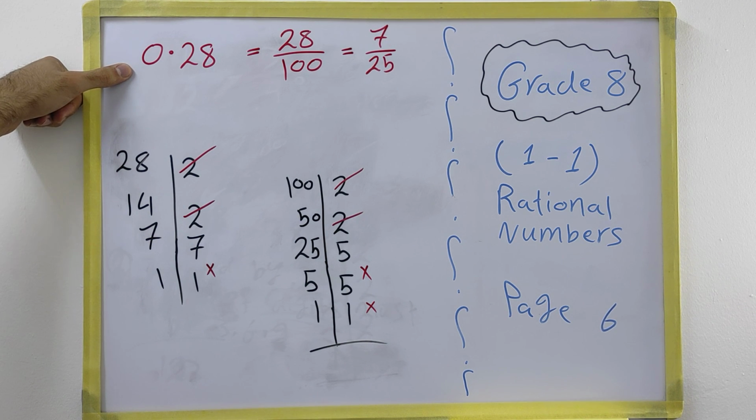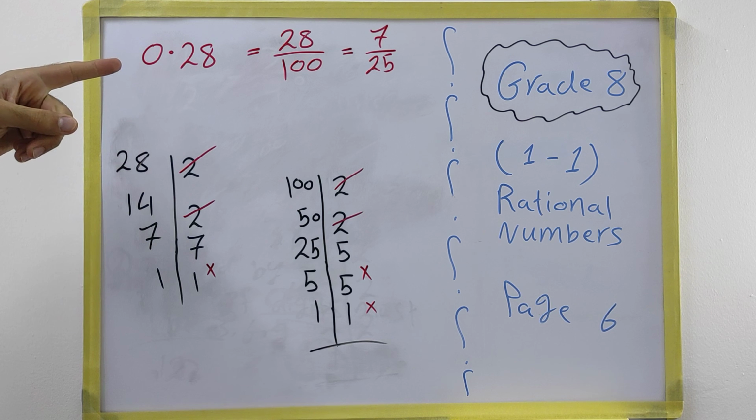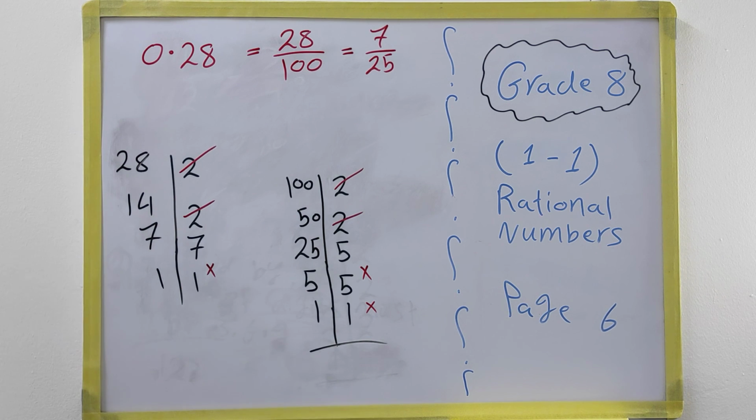That's how we changed 0.28 into a fraction. Then from the fraction, how we simplified. That's how we could find the result.